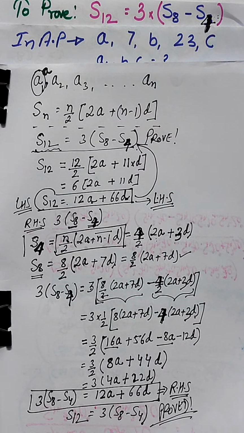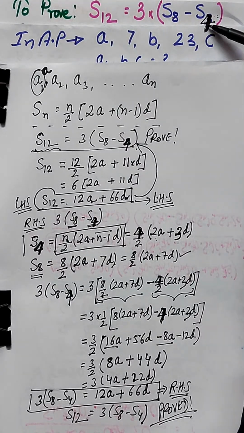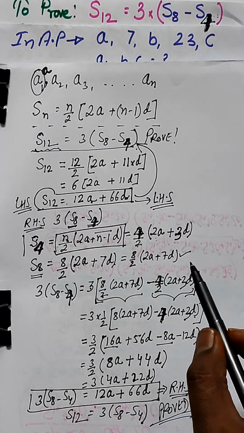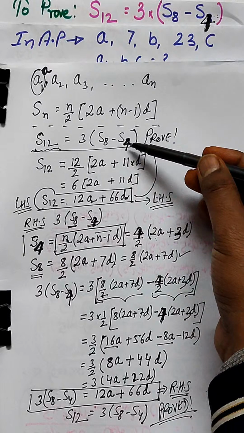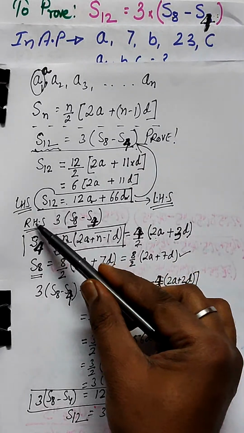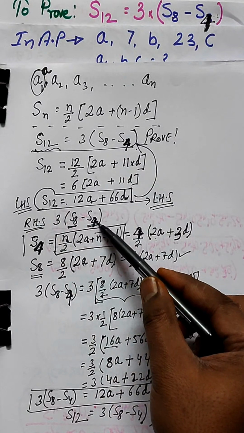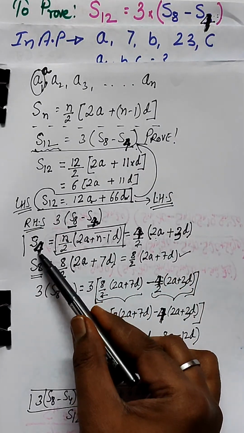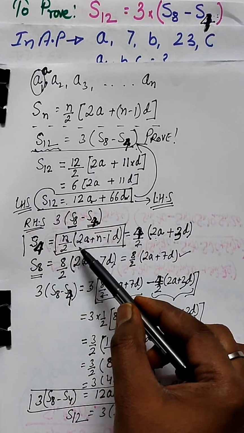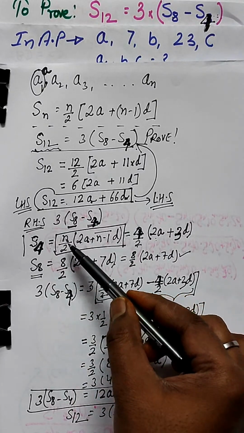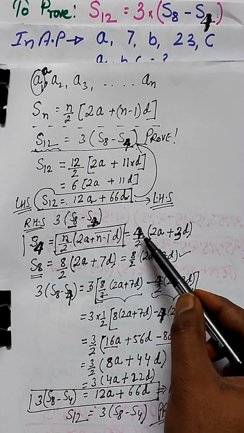So I made a mistake in writing the question initially, that instead of S4 I had written it as S3. I'm not saying you should do it, but you should know that if you make a mistake, how to correct it. So instead of S3 it is S4, I corrected it over here, and in the RHS, instead of S3 it will be S4. Putting in the value of S4 using the same formula, Sn equal to n by 2 times 2a plus n minus 1 into d, instead of n equal to 3, we replaced it with n equal to 4.